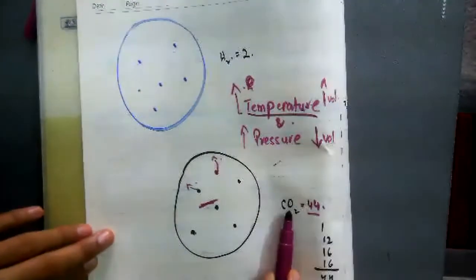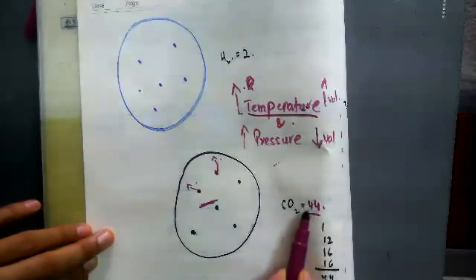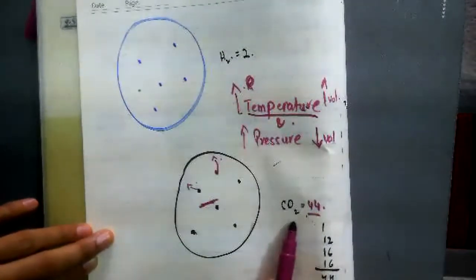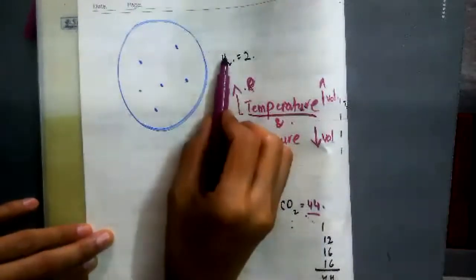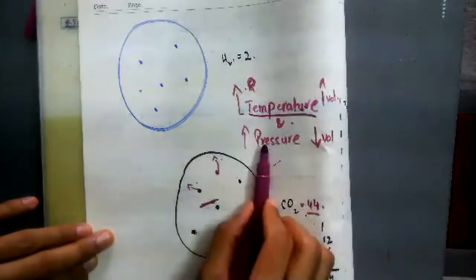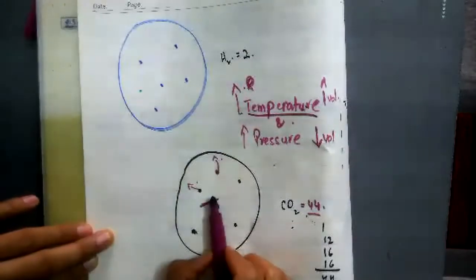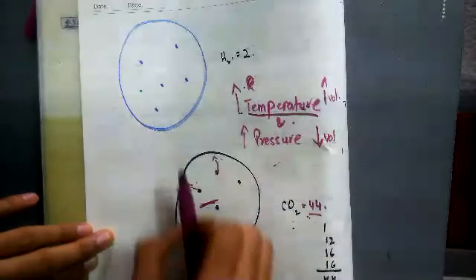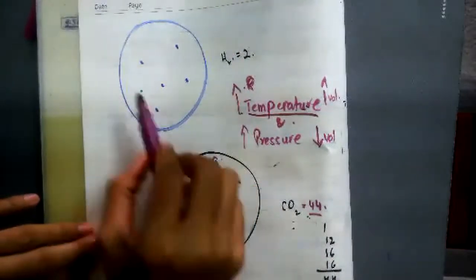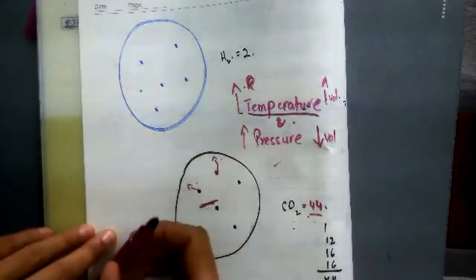So it doesn't matter how heavy carbon dioxide is compared to hydrogen. But if the temperature and pressure of both these gases are the same, and the total volume that they are occupying is the same, the number of particles will be the same.